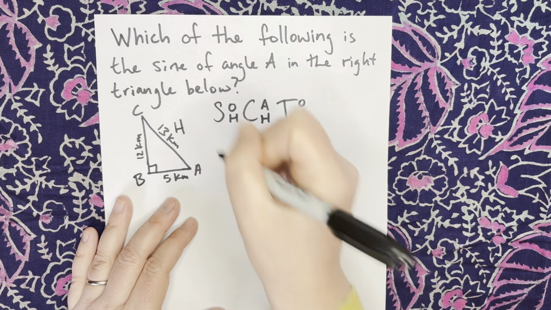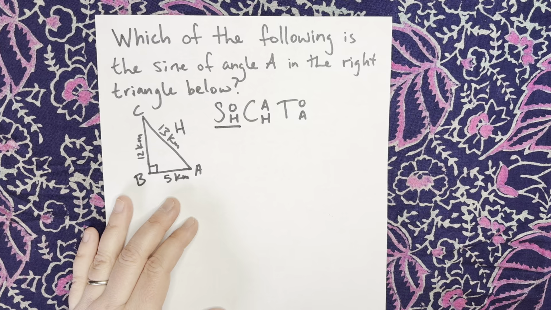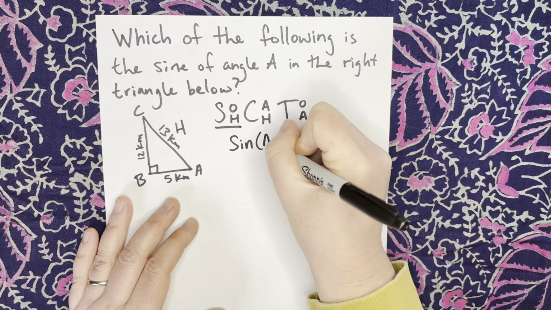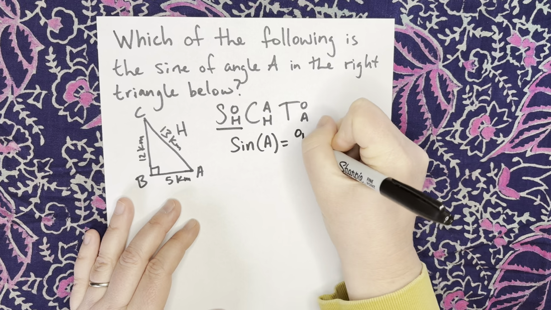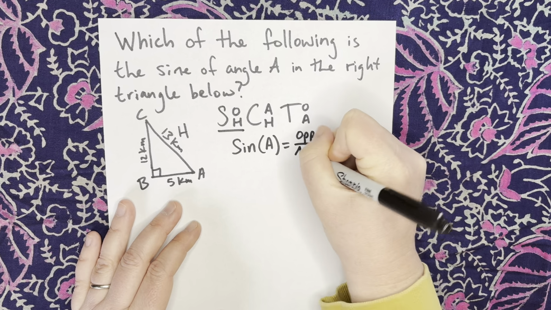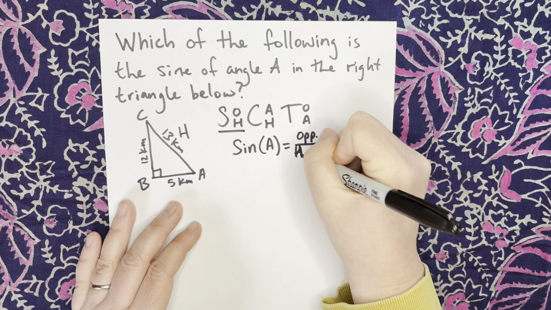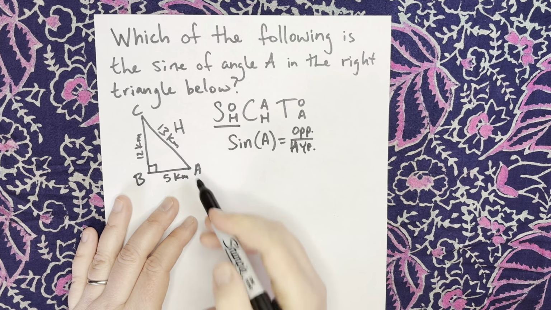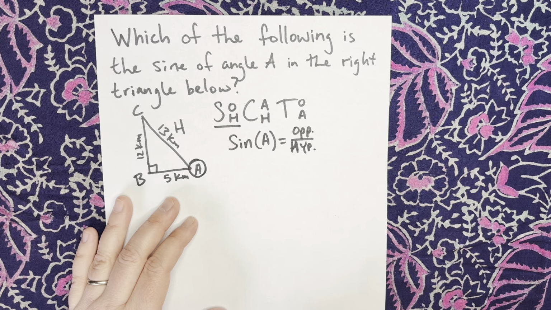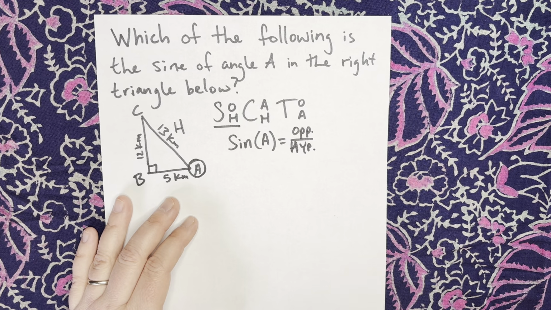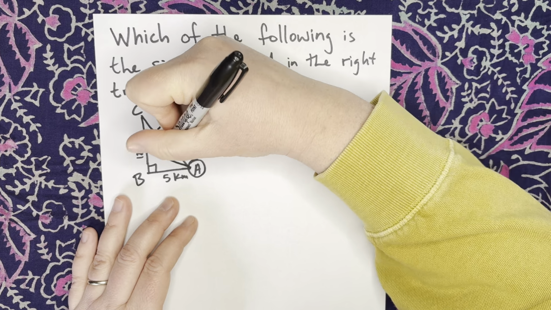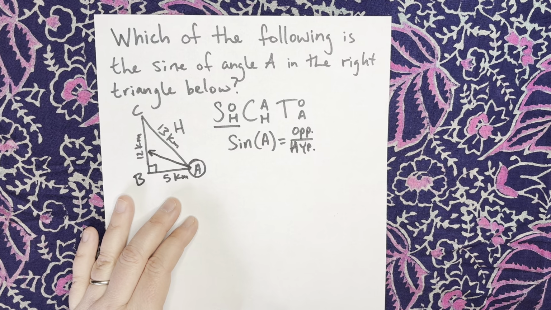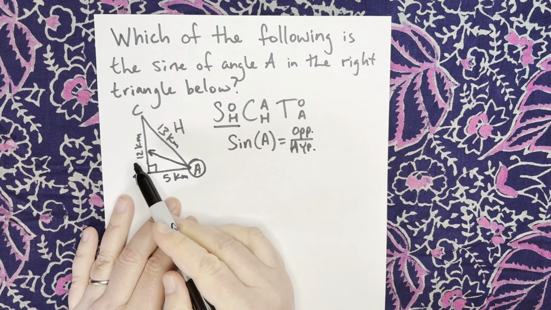So for this problem, we were asked about sine. And sine is always going to be the opposite over the hypotenuse. So when I look at angle A, and I want to know which value is its opposite, I'm going to draw an arrow straight out of A across the triangle to the opposite side. So I can see the opposite of A is 12.